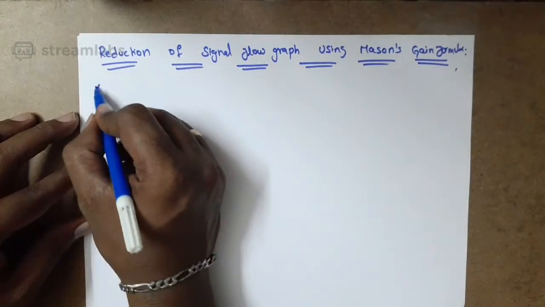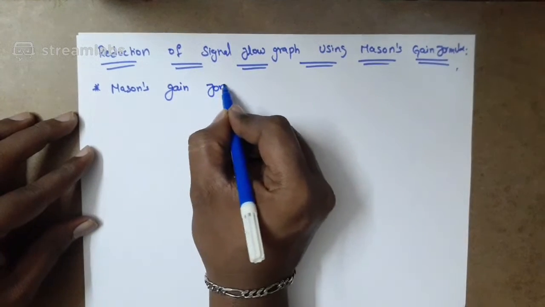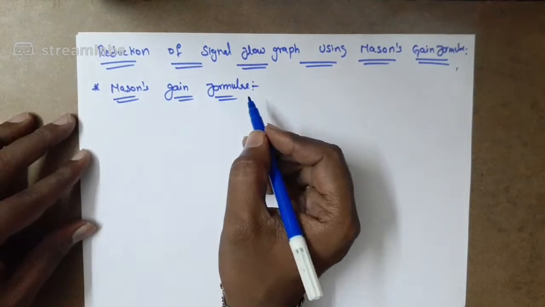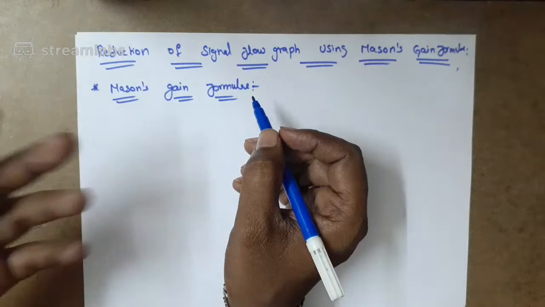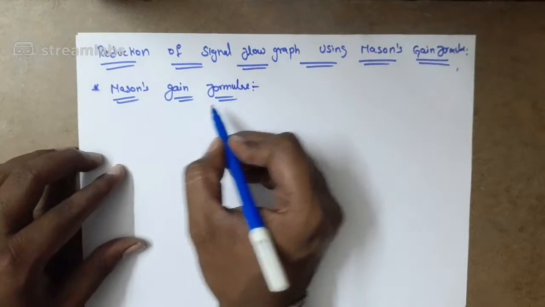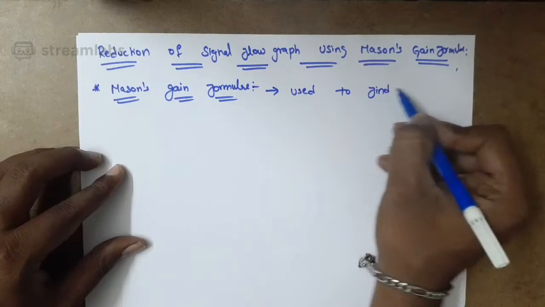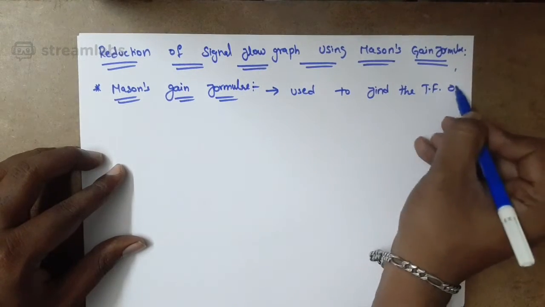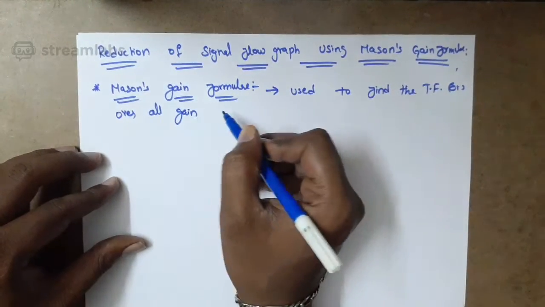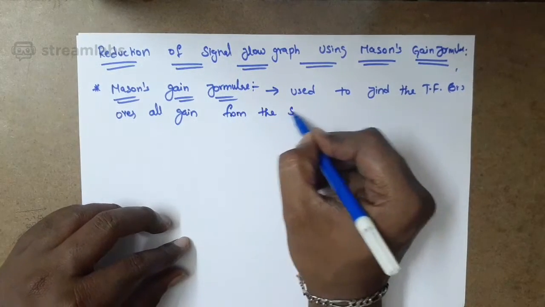So okay, coming to the topic, Mason's gain formula. Mason's gain formula is used to determine the transfer function of the system from the signal flow graph of the system. So this method is used to find the transfer function or overall gain from the signal flow graph.